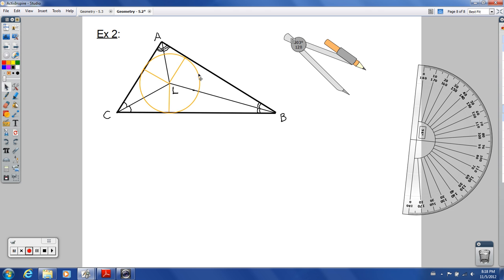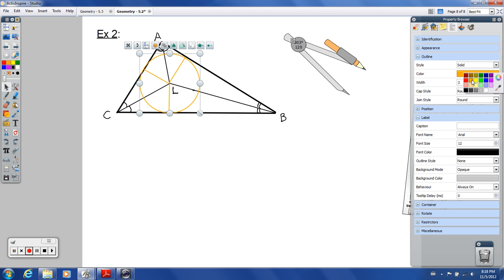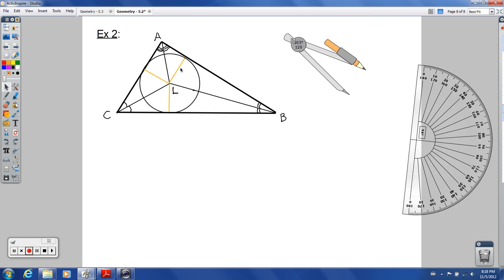So I'm going to just take this and grab it, take my property browser, and I don't know why it won't draw in black. Just change it to black. There we go. And that's good now. So this just touches right there. Mine wasn't exactly perfectly done, but you can see that that point right there is pretty darn close. If you're at least that accurate, you won't have any problems. I will say you're good.